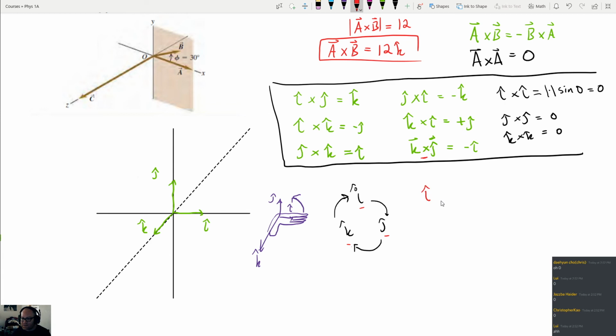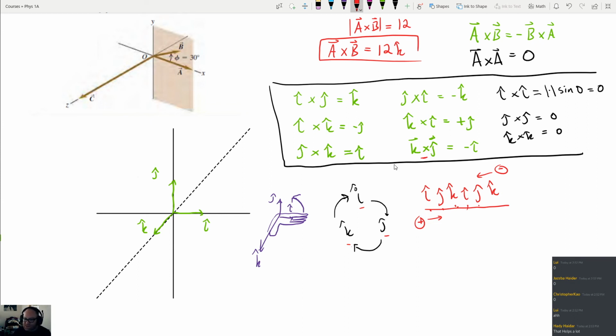I like to write it like this. Everyone writes things differently. So write all of them out like this. And when you go forwards, it's positive, and when you go backwards, it's negative. It's alphabetical, but it's cyclical, right? So i cross j is k, right? So if you go i cross j, you get k. k cross i, you get j. But if I go backwards, i cross k, I get negative j. So there you go. That's one way you can do it, as long as you have the cross product stuff.